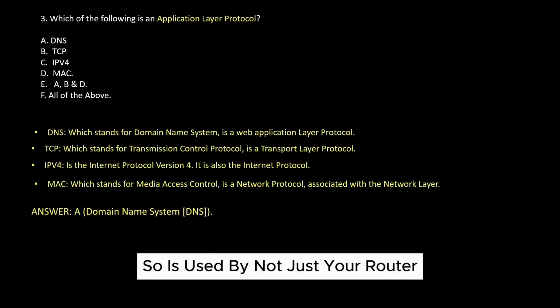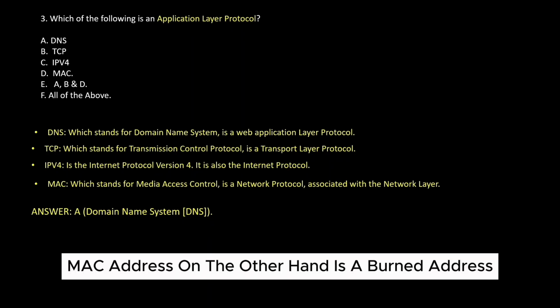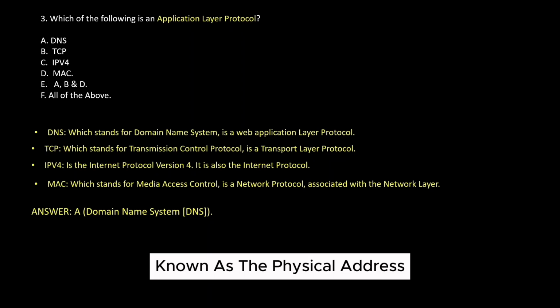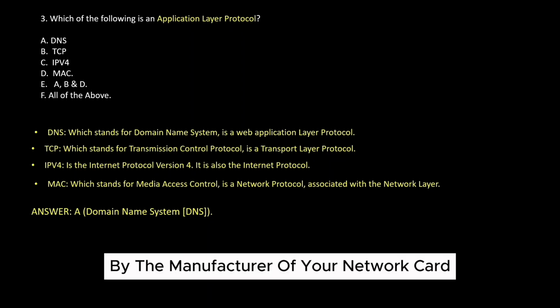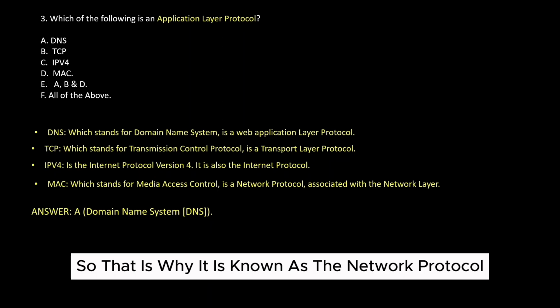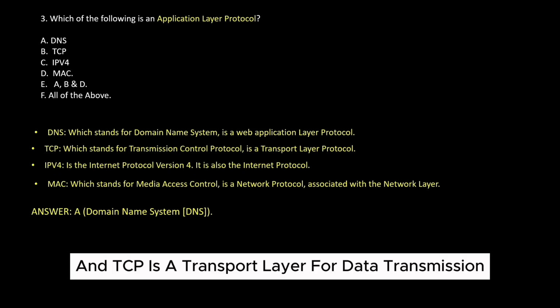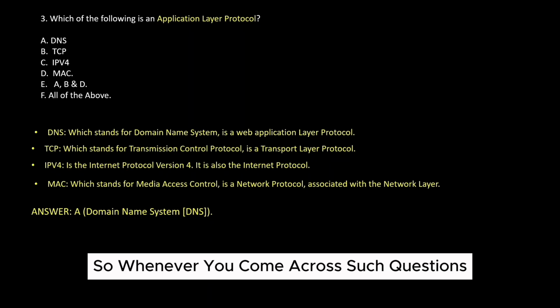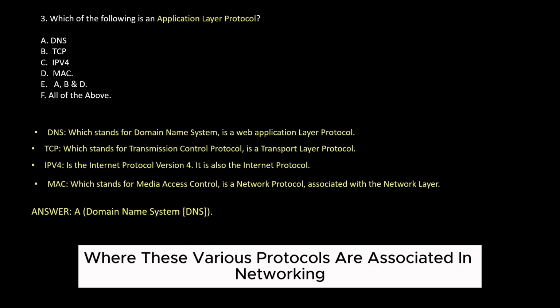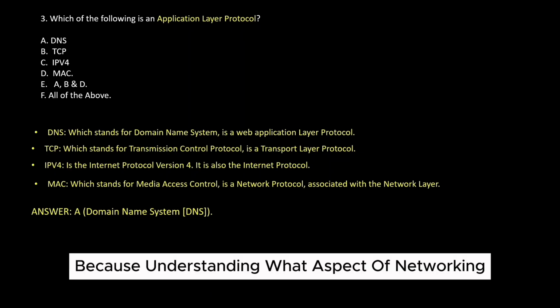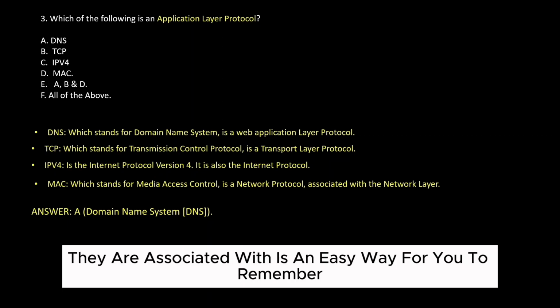So it's used by not just your router, but also by a web application when the DNS wants to resolve it. MAC address, on the other hand, is a burned-in address known as the physical address by the manufacturer of your network card. So that is why it is known as the network protocol. This is just a tip on how to remember. And TCP is a transport layer protocol for data transmission. So whenever you come across such questions, always think where these various protocols are associated in networking, because understanding what aspect of networking they're associated with is an easy way for you to remember these various protocols.